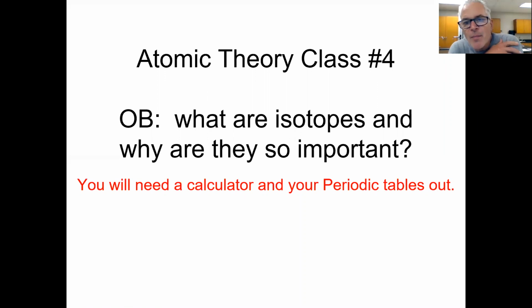We're going to be doing the atomic theory class number 4, which is going to run from, looks like, number 69 to number 83. You're going to have a calculator. Go get it. You're going to have your periodic table also. You have to have it. I have mine. Look, it's right here. Something to write with.